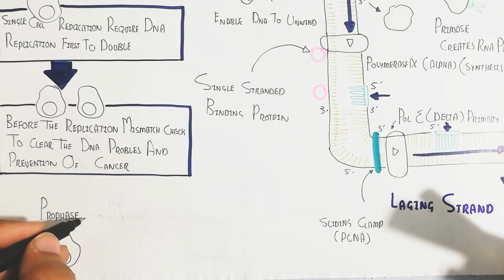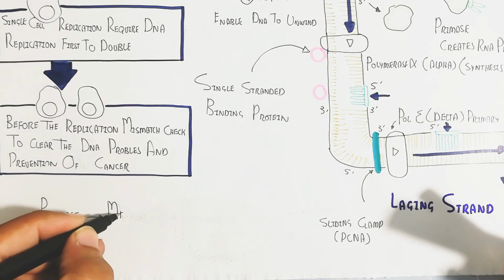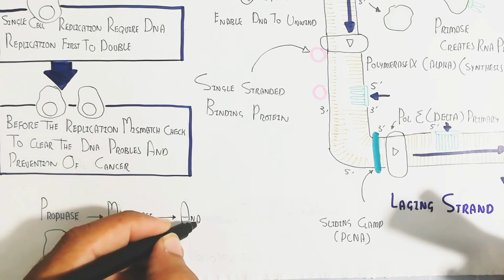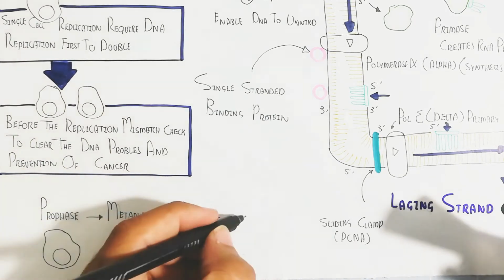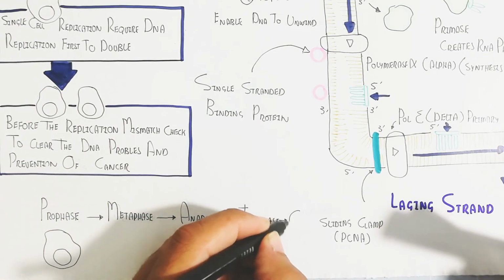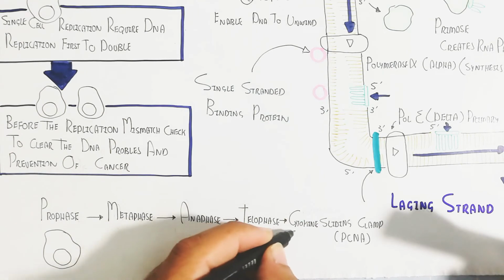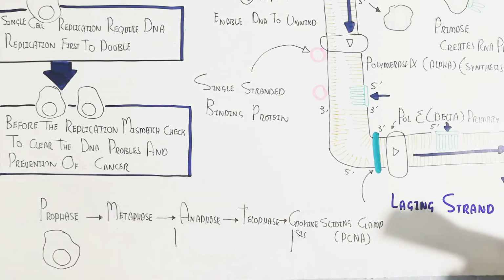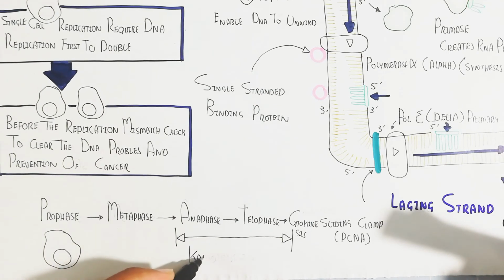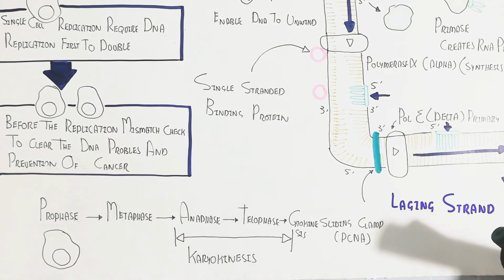So let's begin with a quick overview. This is prophase, and then we go into metaphase. Prophase means preparation, and in metaphase the metaphase plate is formed. Anaphase means the chromosomes are separated after the replication of the DNA, and in telophase the nucleus divides and two nuclei are formed, which is known as karyokinesis, followed by cytokinesis.